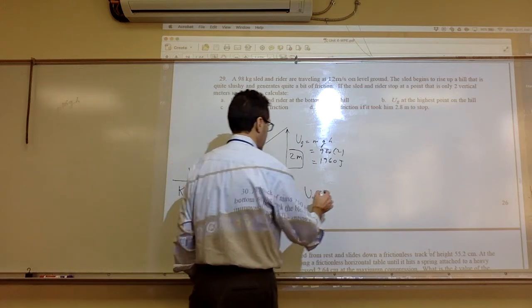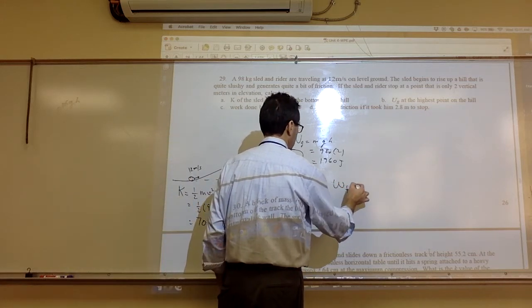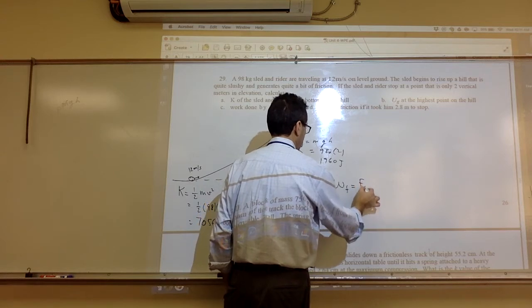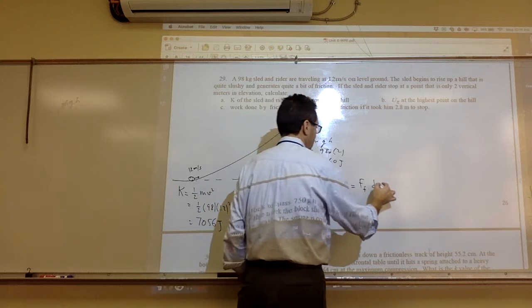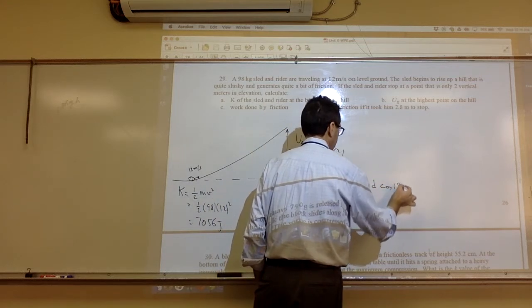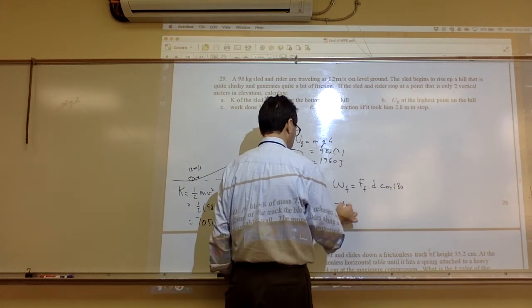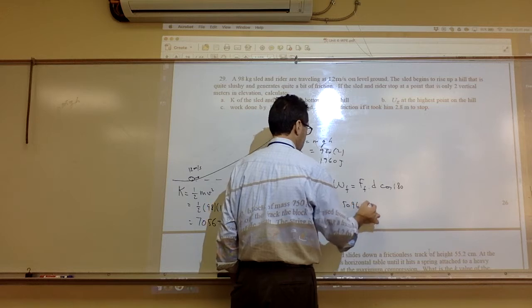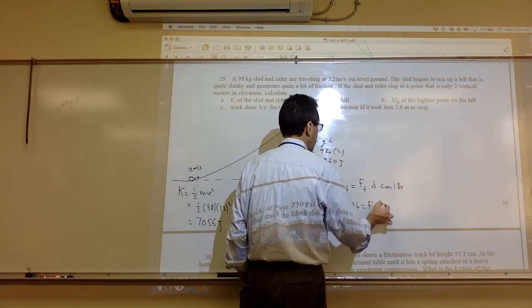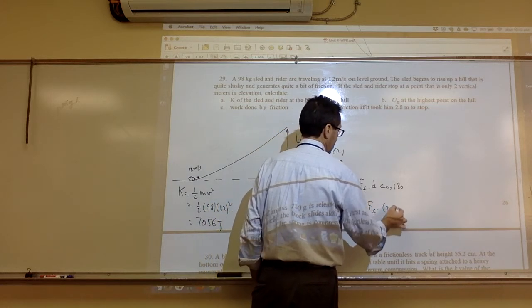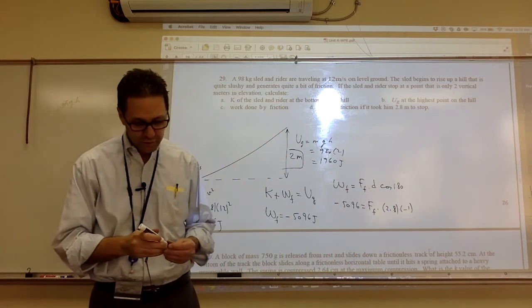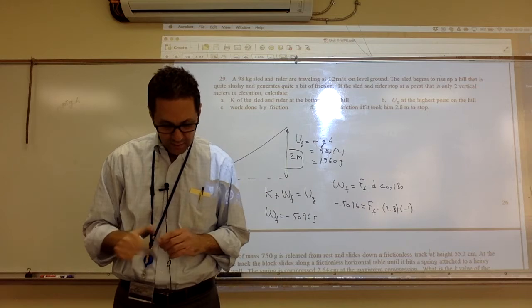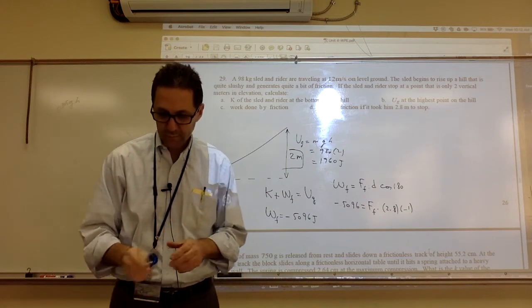Now, how do you find the force of friction? Well, work done by friction equals the force of friction, the distance of the ramp, or the length of the ramp, cosine of 180. So negative 5096 equals the force of friction times 2.8 times negative 1. And you can figure out that the force of friction is 1,820 newtons.